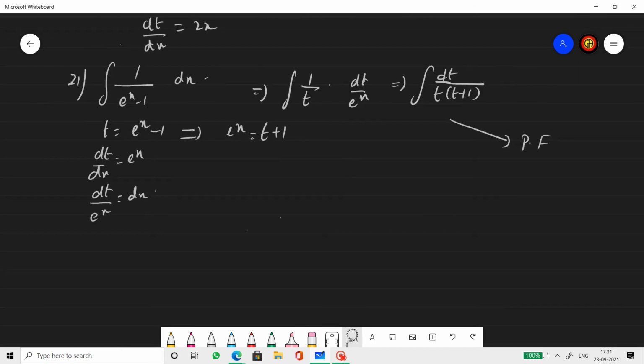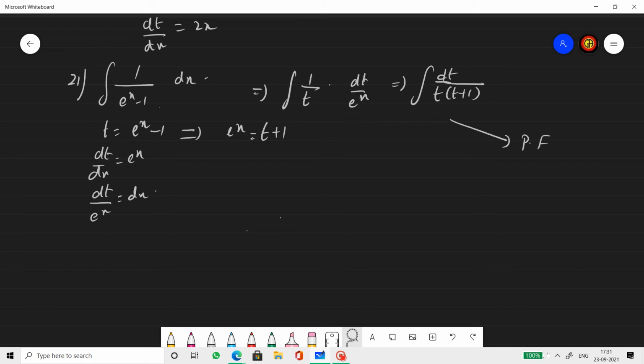21st question, integration of 1 by e power x minus 1. The hint given in the book is to take t as e power x. It doesn't matter whether you take t as e power x or e power x minus 1; both ways you will come to a point where you can integrate easily. I am taking t as e power x minus 1. So differentiation of that gives dt by dx equal to e power x, so dt by e power x equals dx. So dx becomes dt by e power x, and this is 1 by t.